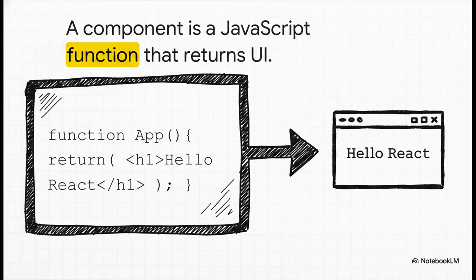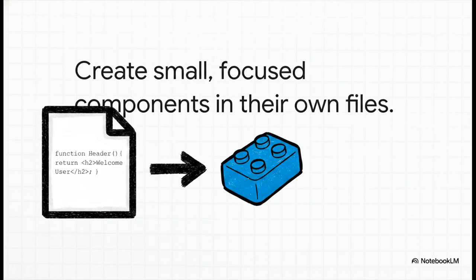That's it. This function right here, named App, does one thing and one thing only. It returns a piece of UI that looks, well, it looks exactly like HTML, right? That h1 tag is what will eventually be displayed on the screen. But the real power comes from creating lots of small, focused components. So here, we've made another one in its own file, and we've called it Header. Its only job in the entire universe is to return a welcome message. Think of this as creating your own specialized custom Lego piece.